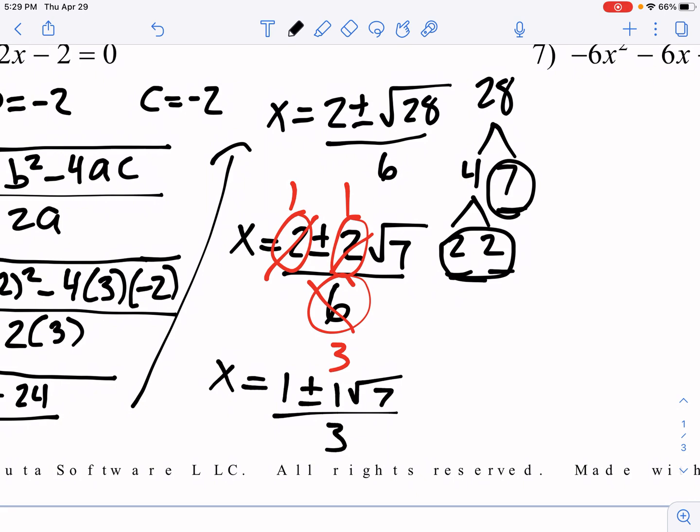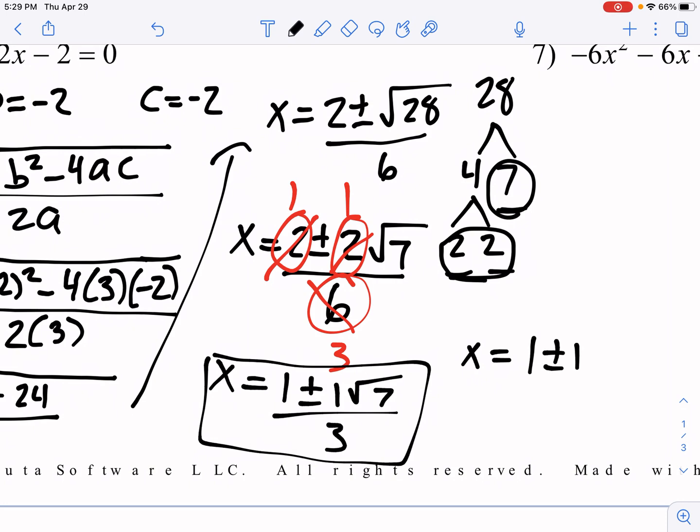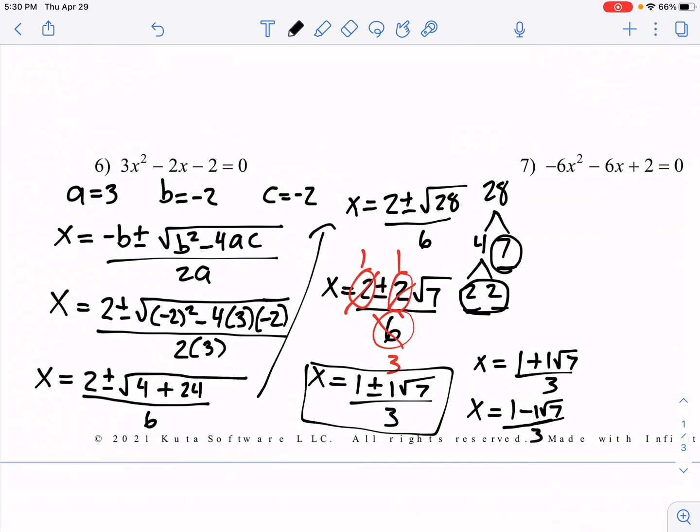Now, this would be as simple as we can be, and this would be our solutions, okay? This would actually be the two answers. You can leave it like this. We know that this means 1 plus or minus 1, or excuse me, let's break it apart into the two equations. x equals 1 plus 1 square root of 7 over 3, and x equals 1 minus 1 square root of 7 over 3. Okay, we know that that's what it means, but you don't have to leave it like that. If you can't go any further, then this would be our solution. Okay, so this would actually be our solution. All right.